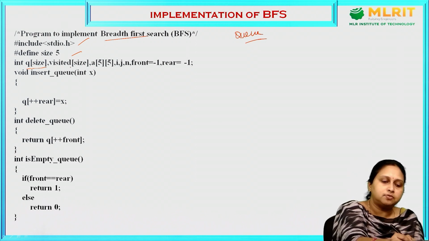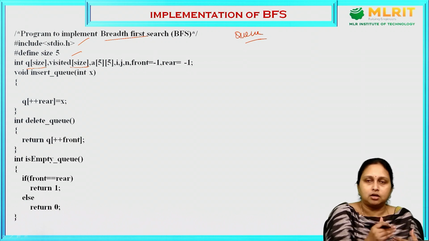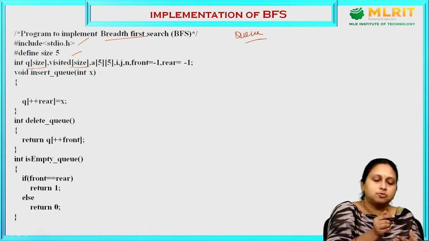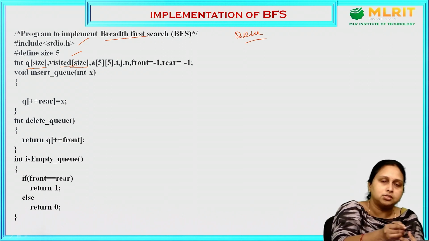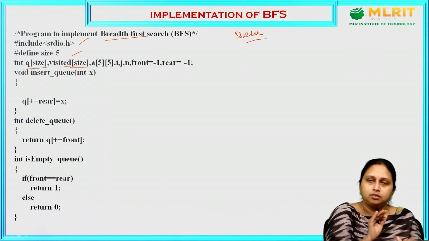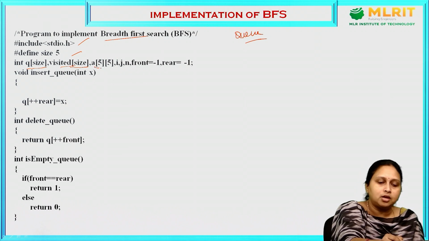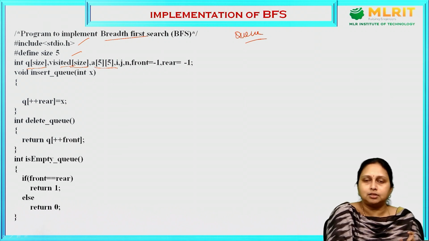For the visited vertices, after visiting a particular vertex we are going to mark it as visited. For that purpose, we are going to use an array called visited, whose size again depends on the size of your queue. And this A of 5 is representing a 2-dimensional array. We are representing the graph in terms of an adjacency matrix, because of that we are going to use a 2-dimensional array representation.